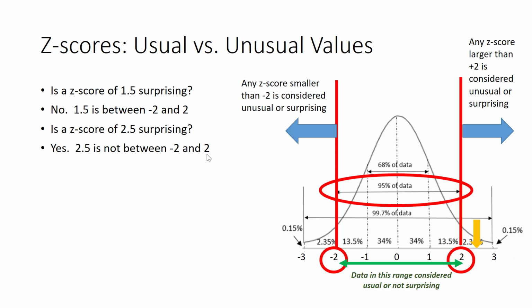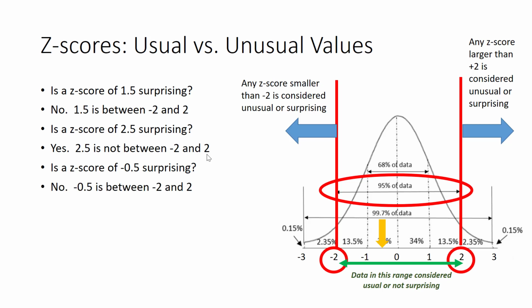Hopefully you can see that 2.5 is outside that 95% of data, so it is surprising. That is not a z-score between negative and positive 2. It is outside that window. How about a z-score of negative 1/2? Again, as you can see here, the little yellow arrow shows us that it's inside that middle 95% of data, so it is not surprising.